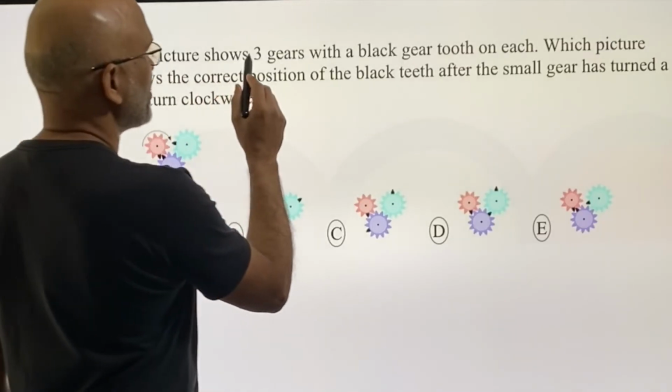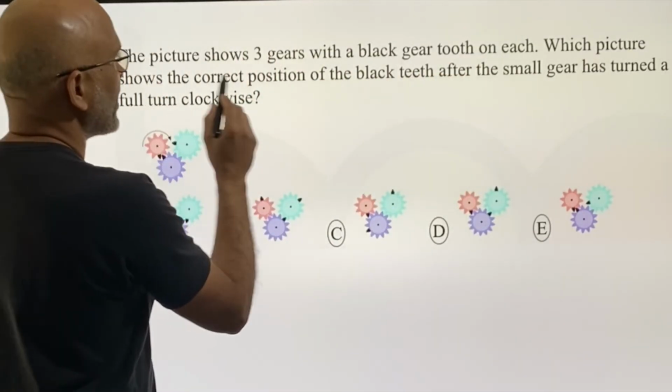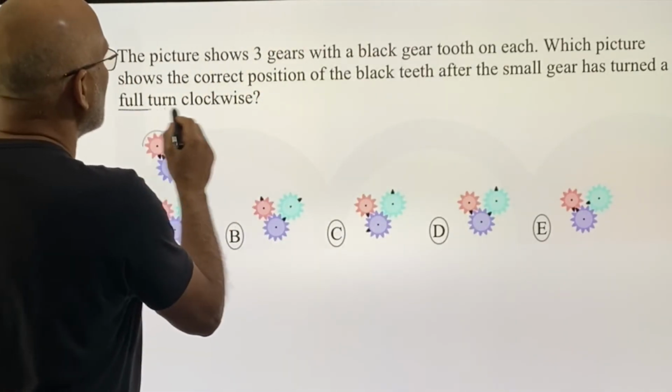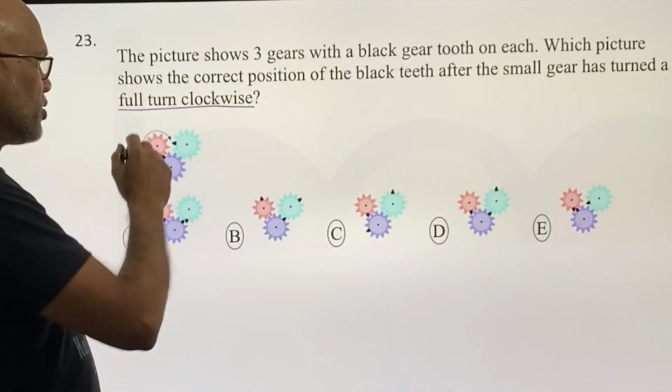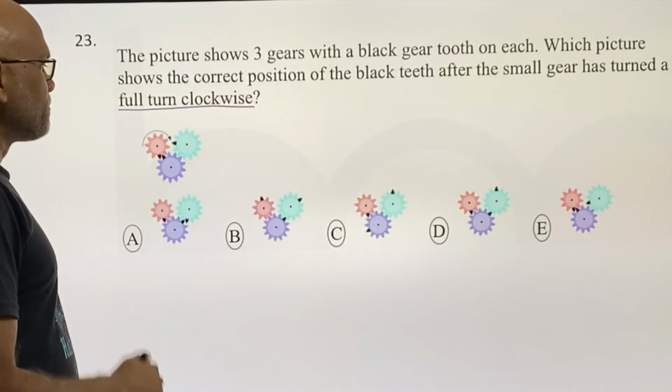The picture shows 3 gears with a black gear tooth on each. Which picture shows the correct position of the black teeth after the small gear has turned a full turn clockwise? Okay, so the small gear, the pink one, is going to turn one full turn clockwise.